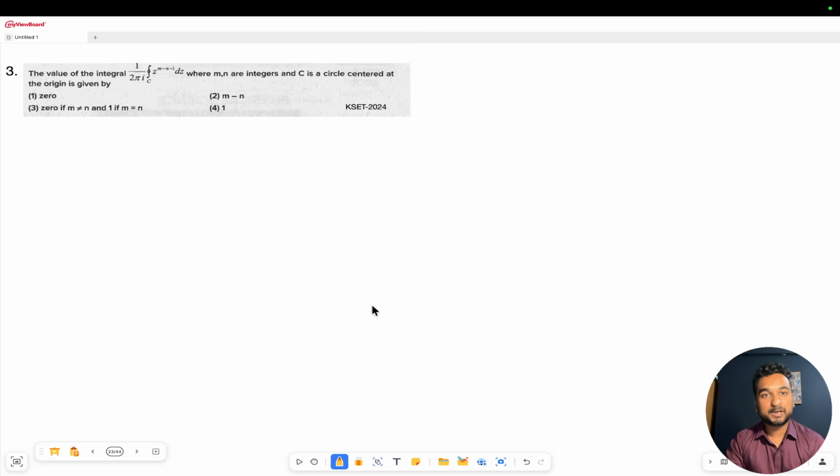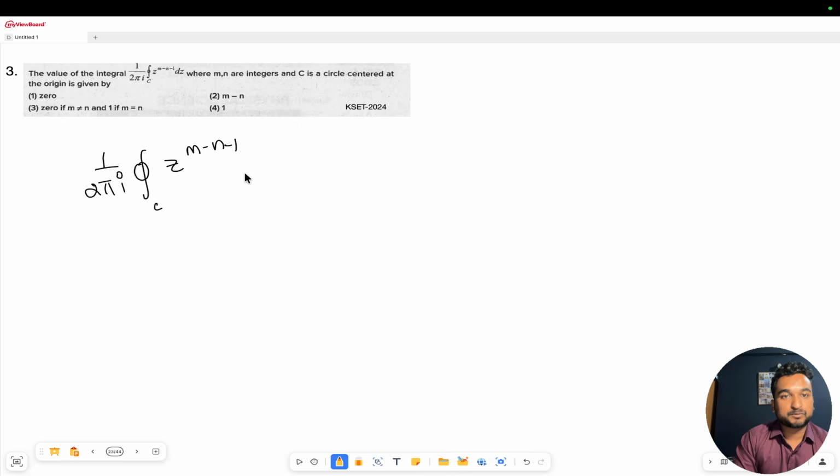The video is lengthy, so I will wind up at this question, and the further questions will be continued in the next part. The value of the integral, this will be the last question of this part. The value of the integral 1 upon 2 pi iota closed integral over C of z to the power m minus n minus 1 dz. What will be the value of this, where m and n are positive integers, and C is a circle centered at origin.